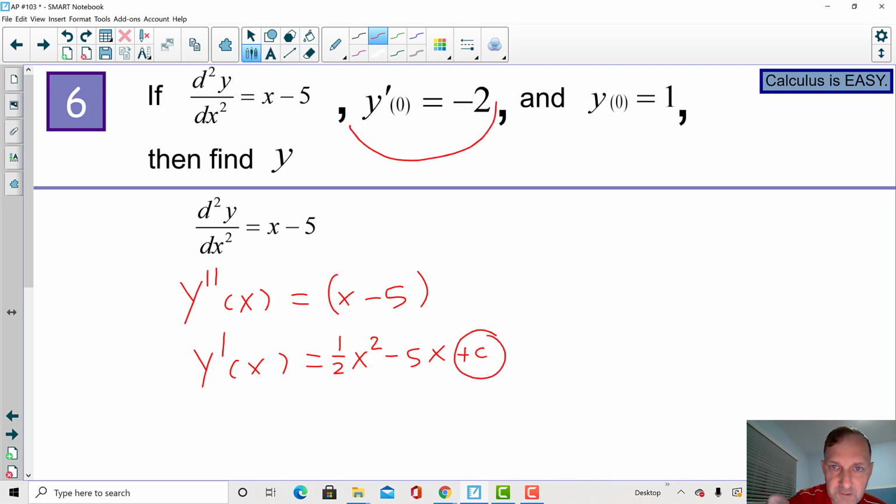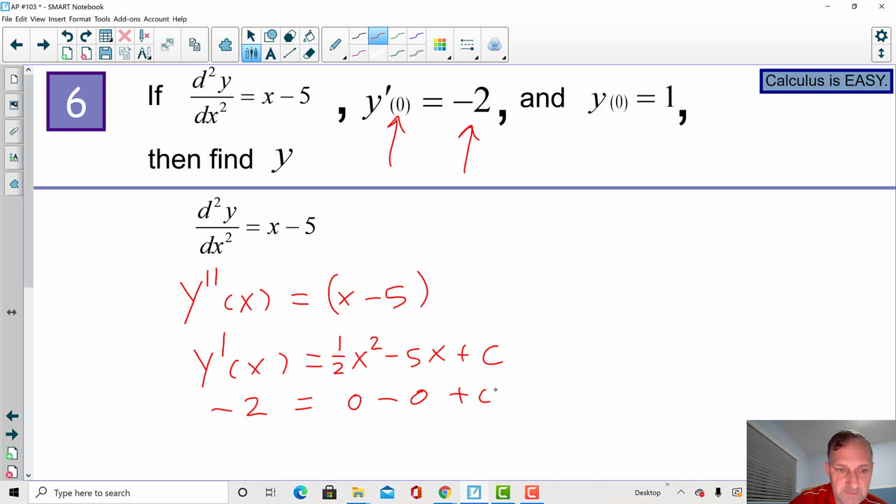And you can solve for the plus c by using your point. We know that y prime of 0 is -2. That was one of the given pieces of information. So let's plug that in. We'll plug in a 0 for the x and a -2 for the y prime. There we go. It looks like c is -2.